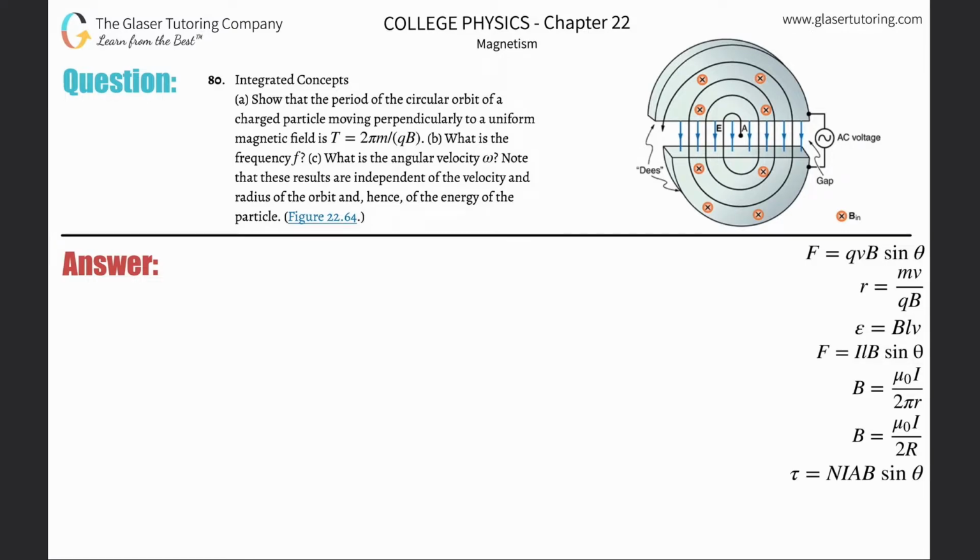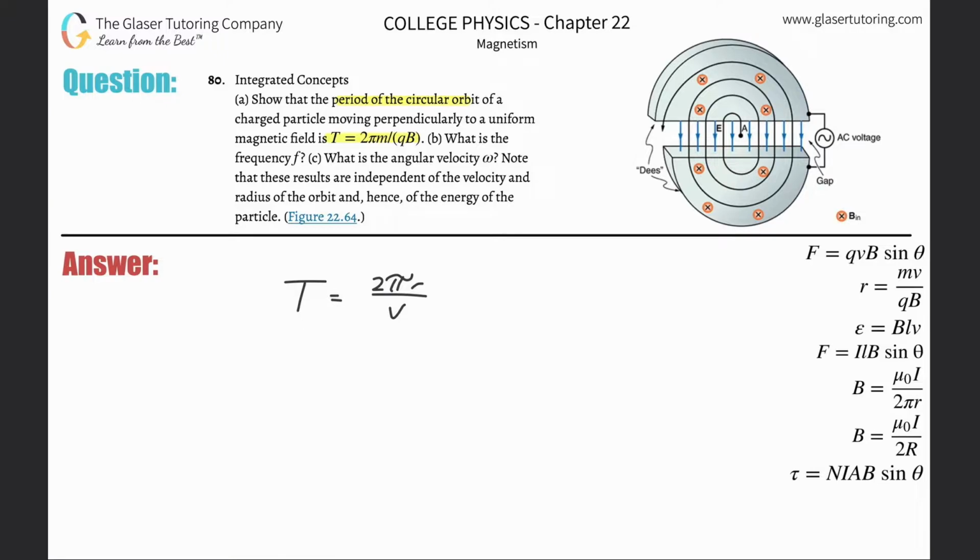Number 80, integrated concepts, letter A. Show that the period of the circular orbit of a charged particle moving perpendicularly to a uniform magnetic field is this. All right, so you've got to remember the period of a circular moving object. This goes way back to circular motion, and the period is going to be equal to 2 pi r divided by the velocity.